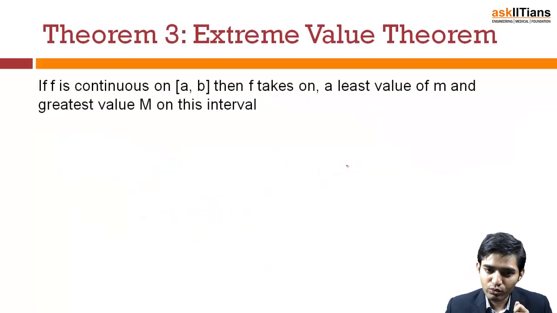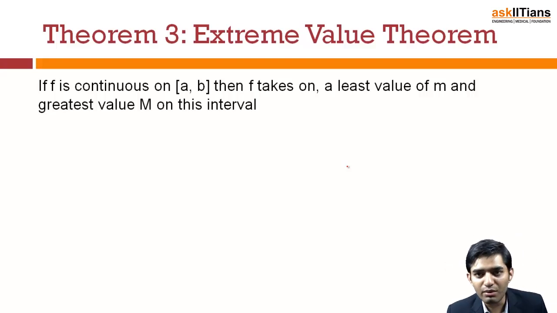Okay, now let us go to theorem number 3. This again is a common sense theorem, very simple. This theorem is called the extreme value theorem. In the previous theorem we were talking about intermediate values, values in between f(a) and f(b). But in the extreme value theorem we will talk about the endpoints. Extreme values means either the maximum value or the minimum value.